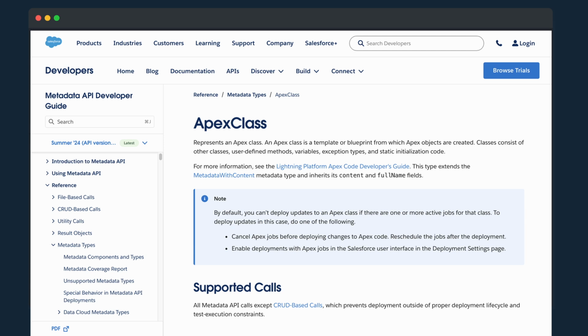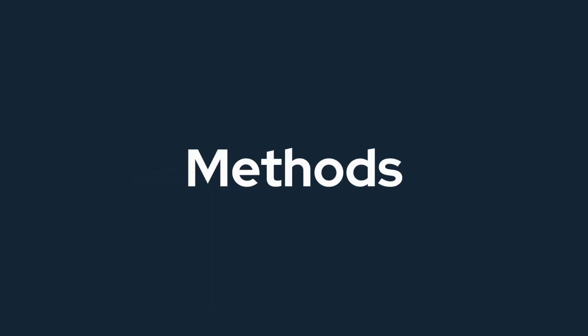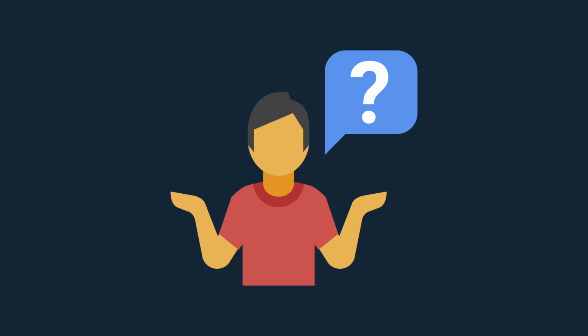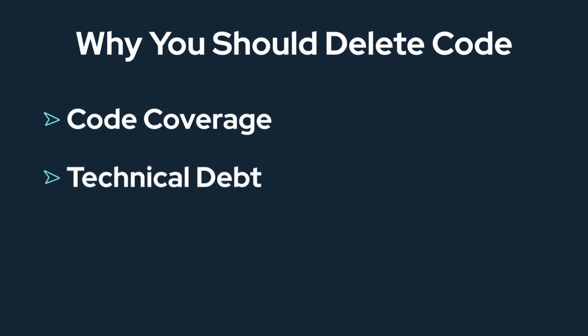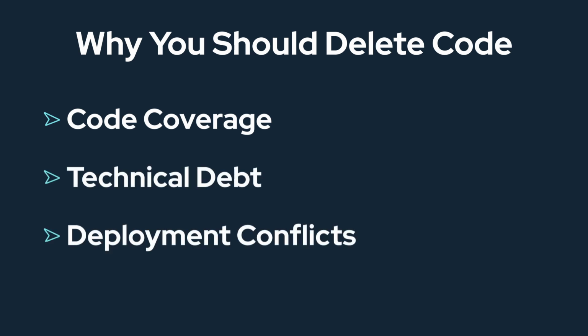This means we need to use backend tools like the metadata API to perform the deletion. The fastest way to do all of this is using the command line, but I'll show you three ways to delete Apex code. These methods range from UI friendly to terminal only. But before we jump into these methods, I want to talk about why you want to delete your Apex code. There are three main reasons: code coverage, technical debt, and deployment conflicts.